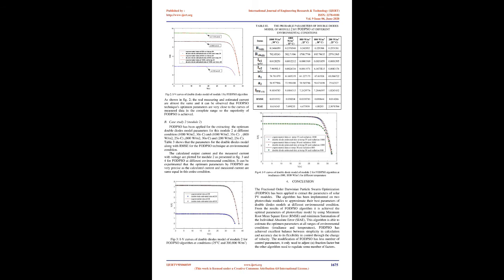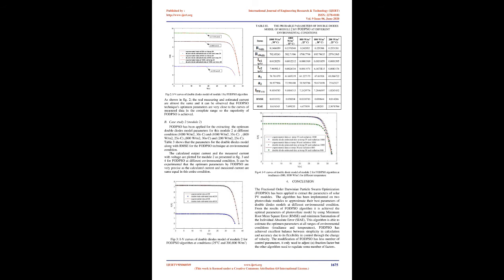3. The results. Two modules are used to validate the FODPSO algorithm by extracting the optimum double diodes model parameters for these modules. The two modules are multi-crystalline type and consist of 60 solar cells. Their type and characteristics are listed in Table 1. The measurements have been done indoors in the laboratory at different operating conditions by using the PVCT Sun simulator that is manufactured by Halm. A. Case Study 1, Module 1.